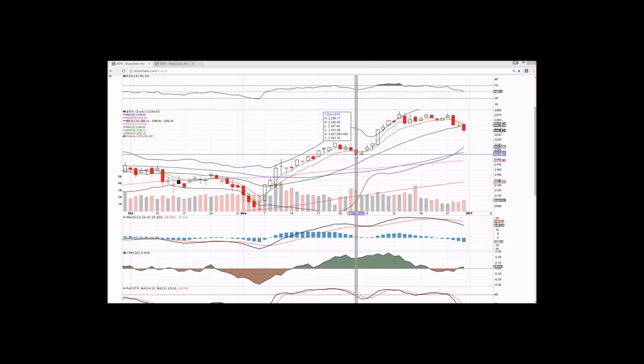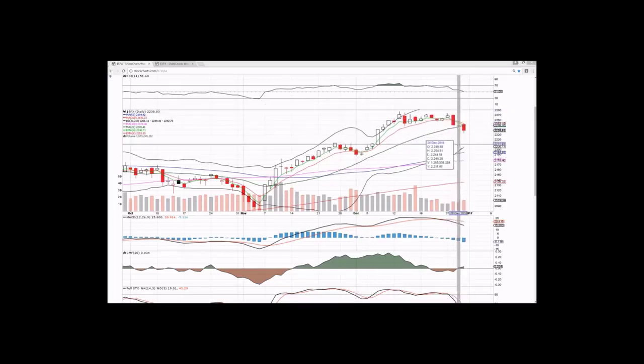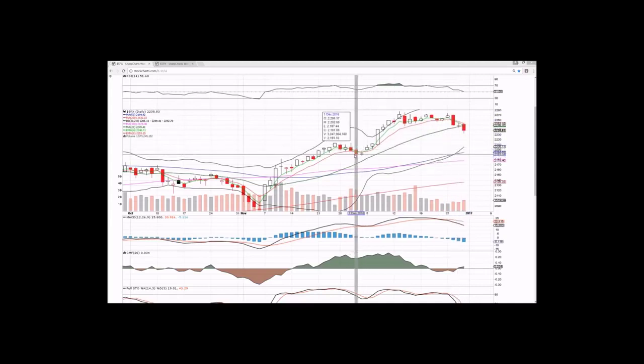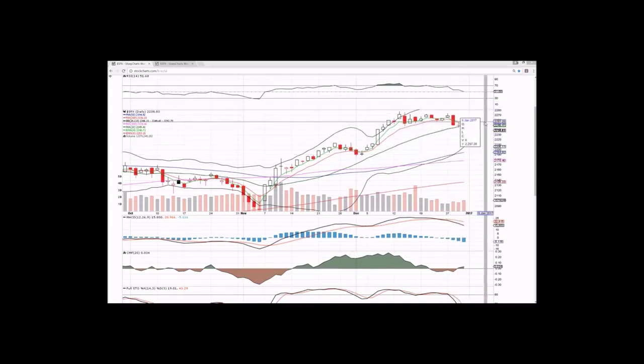So this low was at 2187. I'm rounding here, 2187, and we could pull all the way back to 2188, and it's still a higher low, and the uptrend would still be intact.